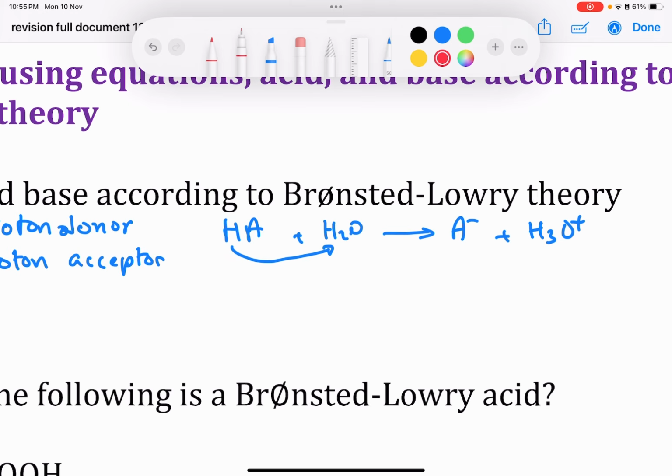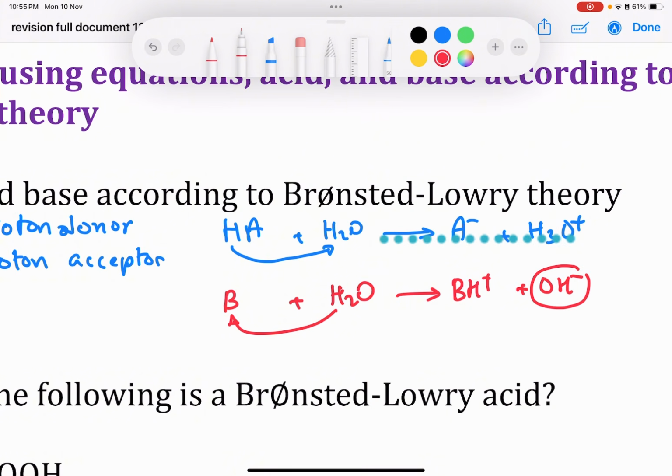Now if I have a base, I'm going to use B as a base, and I'm going to add H2O. So a base is a proton acceptor because it accepts an H+ from the water molecule to become BH+ and OH-. The formation of OH- in this equation indicates that this is a base, while the formation of H3O+ in this equation indicates that what we have is an acid.